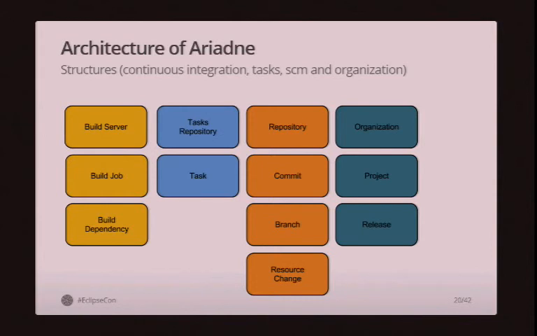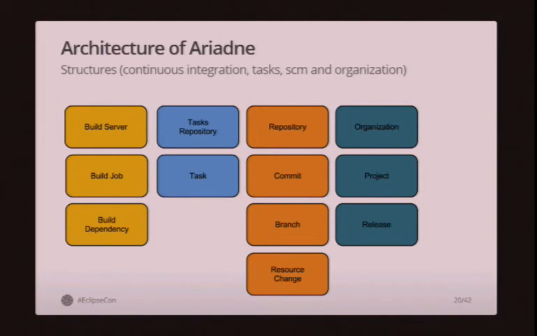In the other structures, we have for the continuous integration, the build server with their build jobs. We have the dependencies with those builds that are a bit specific. We have the task repository with all the tasks. For source code management, the repository, the commit, and all the branches.